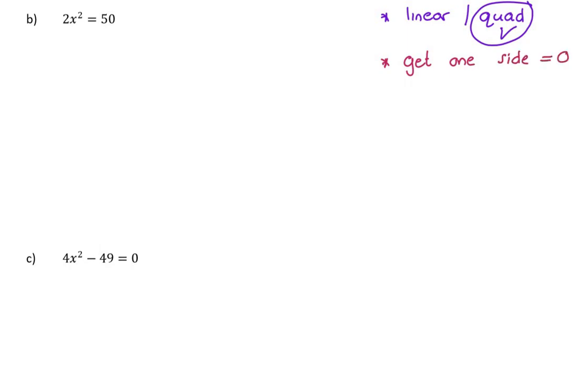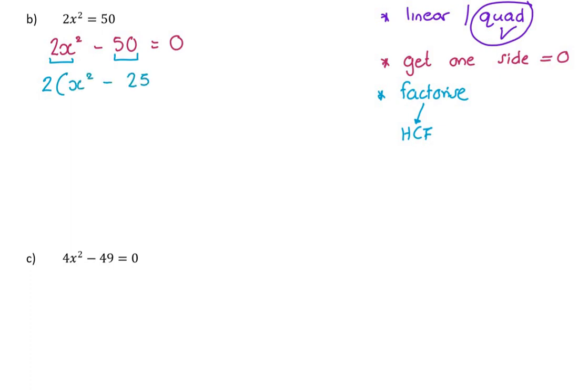Now I don't have that in this question. I have 2x squared equals 50. So what I need to do now is subtract 50 on both sides, so that 50 disappears on the right hand side, and I get 2x squared minus 50 equals 0. What do I next do? I need to factorize, because the whole goal of a quadratic equation is to factorize to get two factors equal to 0. What's the first thing you do when you factorize? The highest common factor. 2x squared and 50 has a highest common factor of 2, giving 2 times (x squared minus 25).